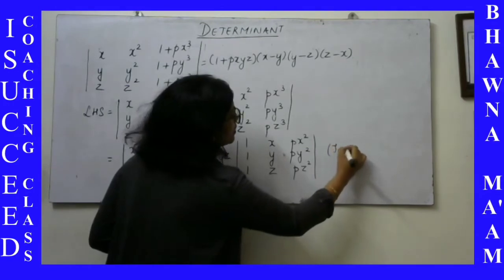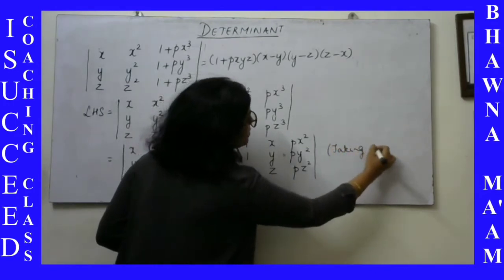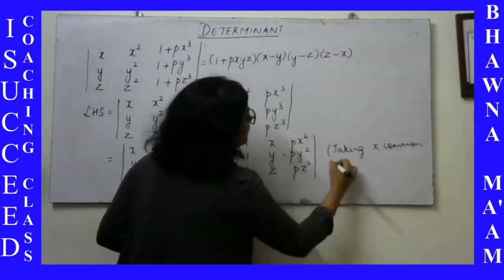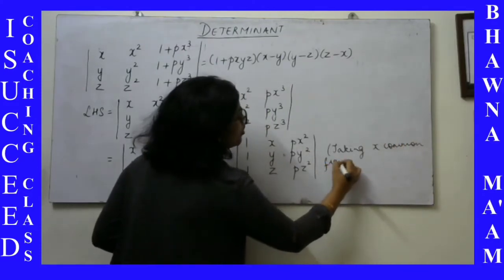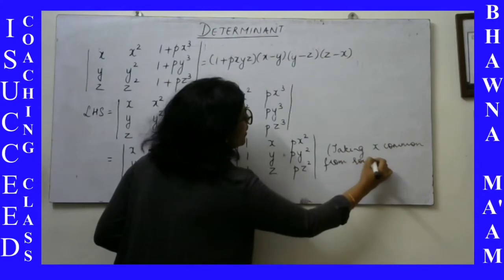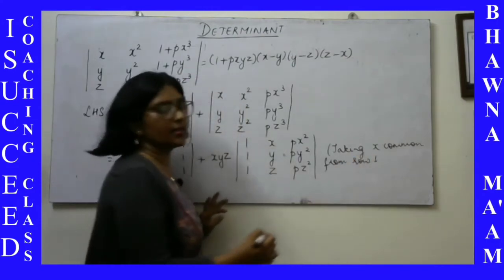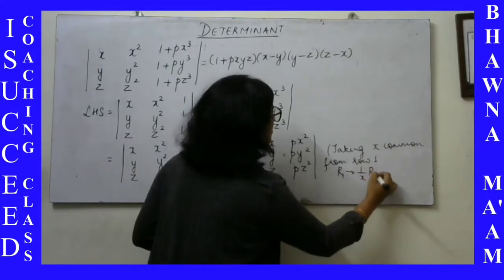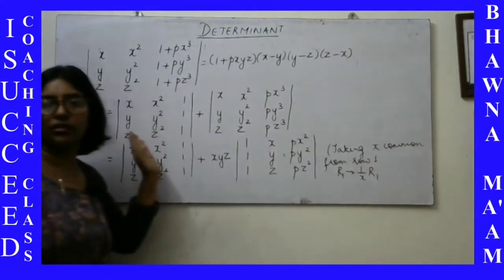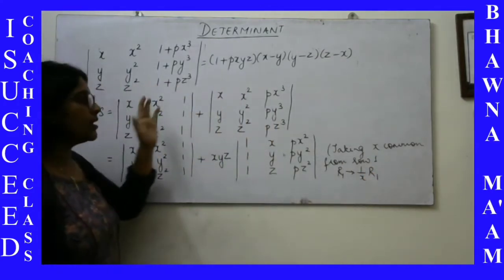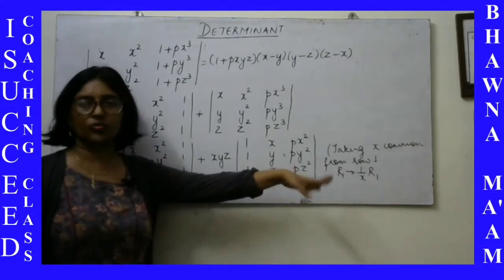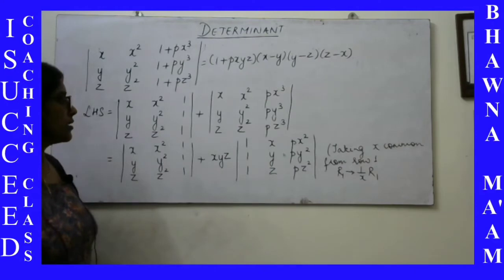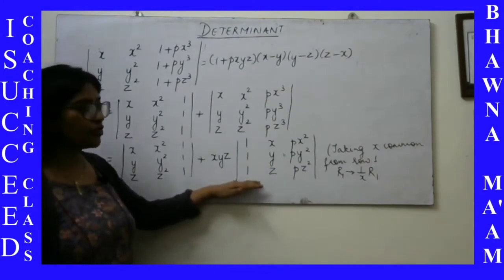Okay, taking X common from row 1. Or you can write like this: R1 changes to 1 by X R1. That's what we have done. We are taking X common. And similarly, you can write R2 changes to 1 by Y R2 and R3 changes to 1 by Z R3. So this is what we get after the first step.